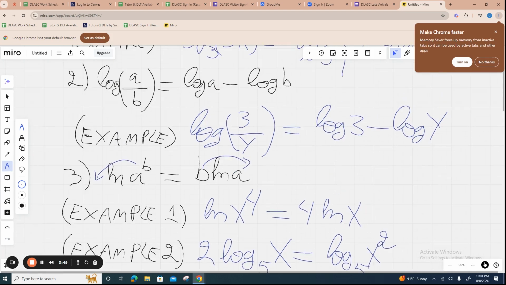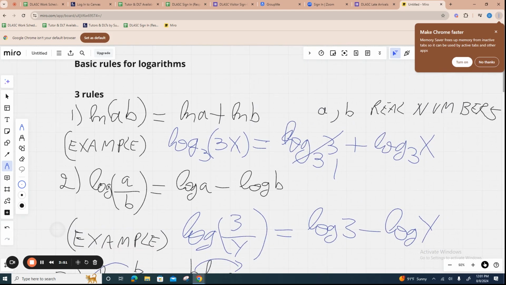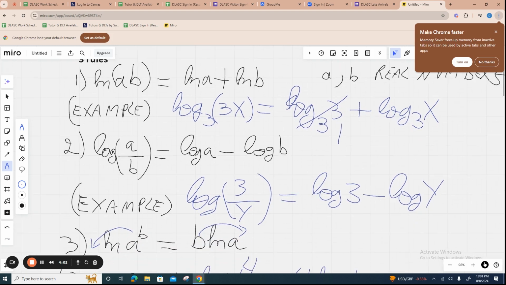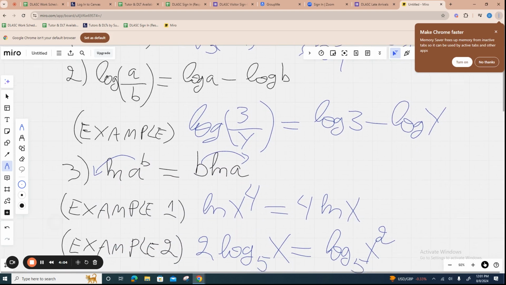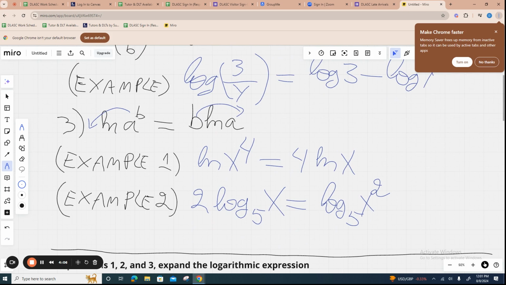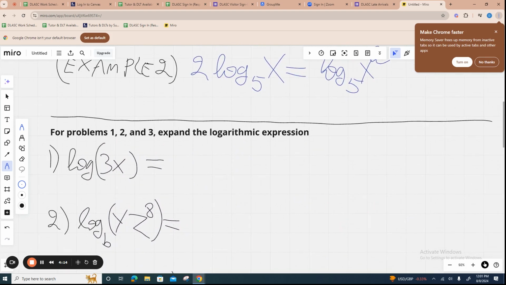So these are the 3 basic rules, right? ln of a times b, where a and b are 2 numbers, is ln of a plus ln of b, and going the other way. Log of a over b is log of a minus log of b, right? And that applies to log base, ln, right? These are all logarithms. ln of a to the power of b is b ln of a, or b times ln of a is ln of a to the power of b.